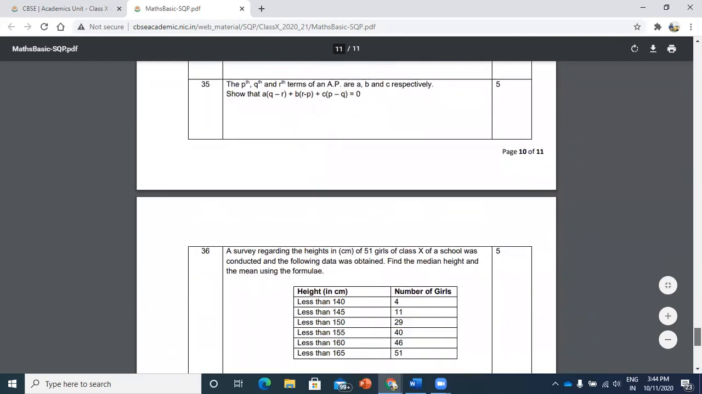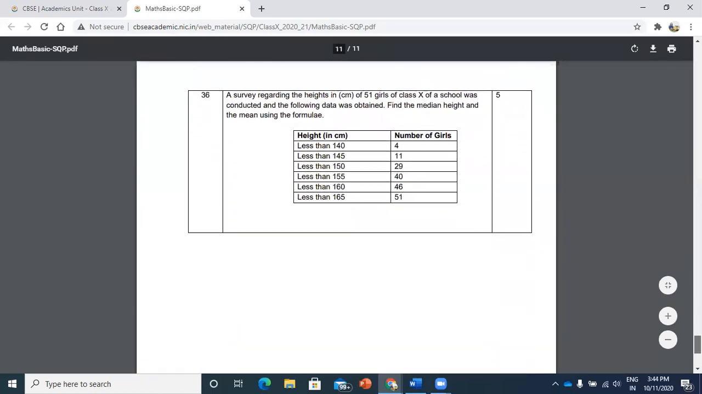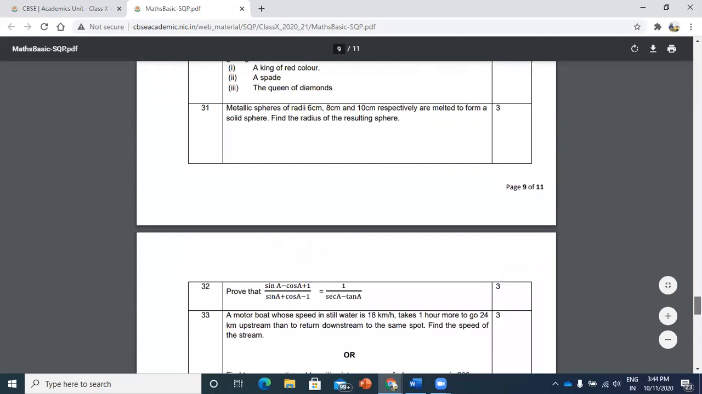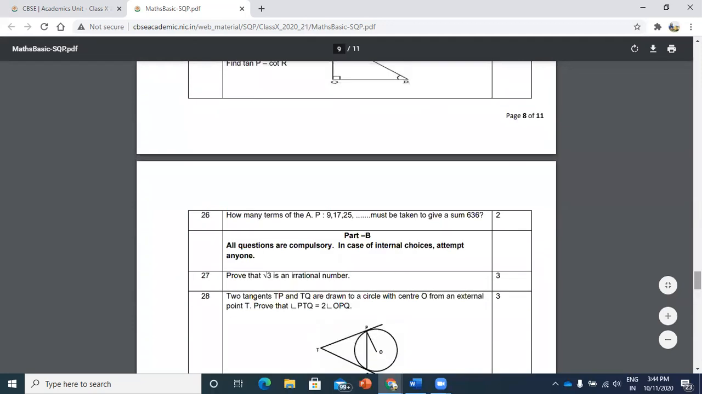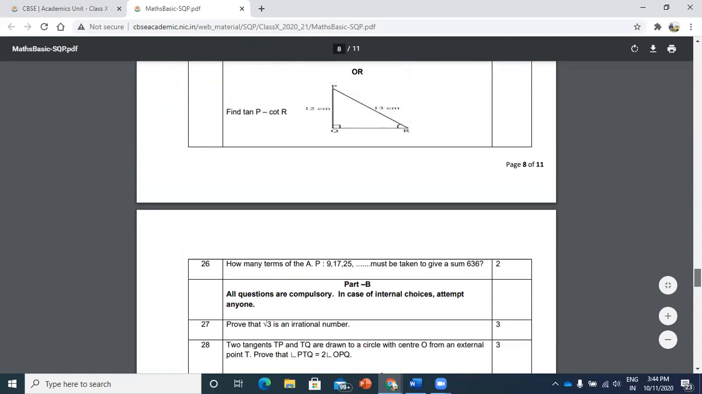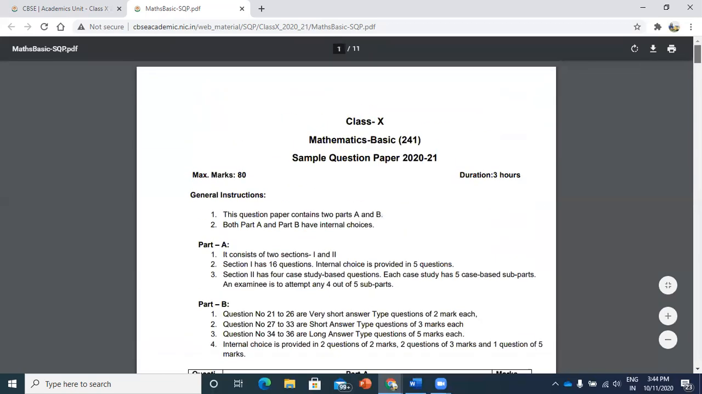to score good marks if you are sufficiently thorough with the textbook. So nothing very difficult about the basic paper. Basic, it's true to its name. It is very, very basic. So just do your textbook thoroughly, and I'm sure you get good marks out of it. Those who are planning to drop maths and have opted for basic, it's good for them.